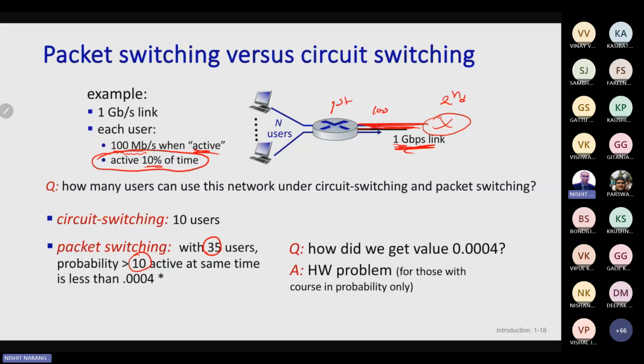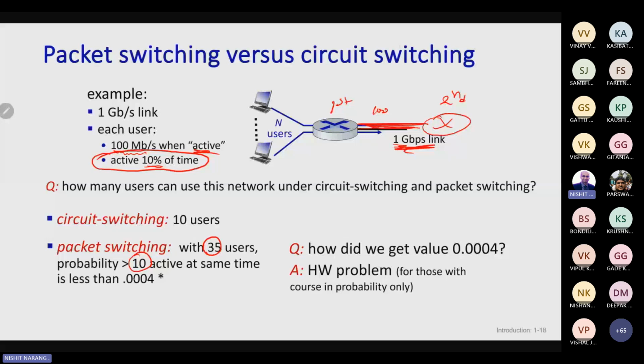And this value of n is determined using a probabilistic measure. I'm giving you some values, not explaining. I mean, this is maths. So with 35 users, if I say n is equal to 35, the probability that more than 10 users will be active at the same time is actually less than 0.0004.